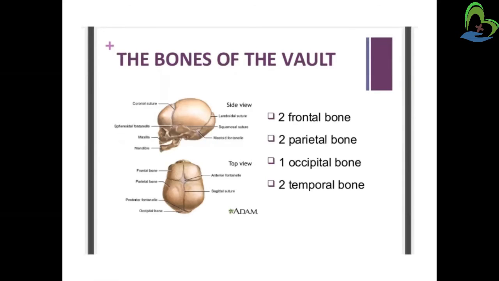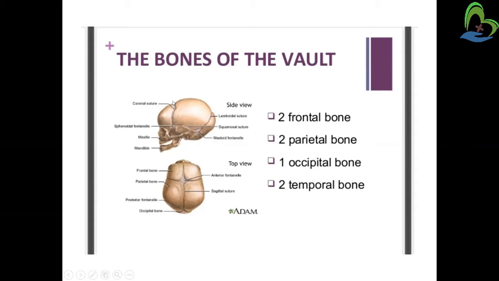Next, that is the bones of the fetal skull. So in this figure, a side view and top view are described. Okay. So we can easily find out the bones and sutures of the fetal skull. In this figure, this is the side view. In that, lambdoid suture, squamous suture, and the mastoid fontanelle are present. And this is the maxilla and mandible of the fetal skull on the face side. Then this is the sphenoid fontanelle, and this is the coronal suture.